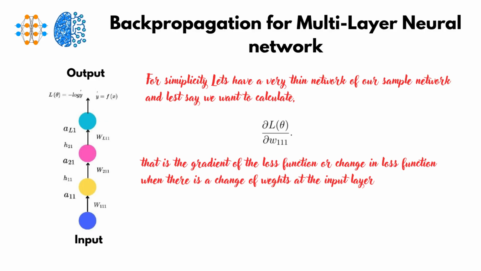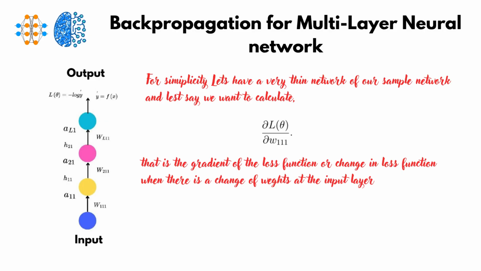Now our objective is to compute the following quantity: the partial derivative of the loss function with respect to the weight W111. But what does this derivative actually mean? It tells us how sensitive the loss function is to a small change in the weight W111. In other words, if we slightly increase or decrease this weight, how much will the loss change?